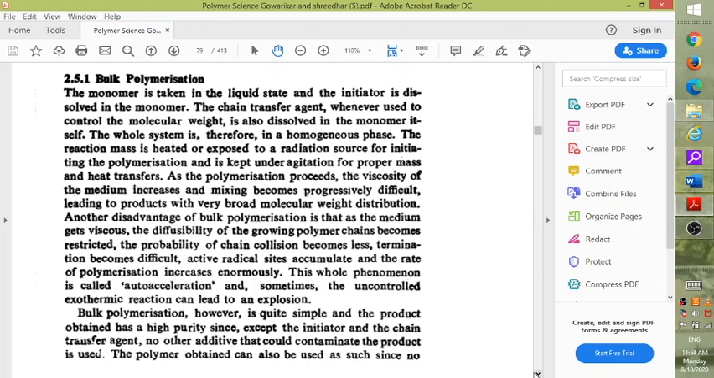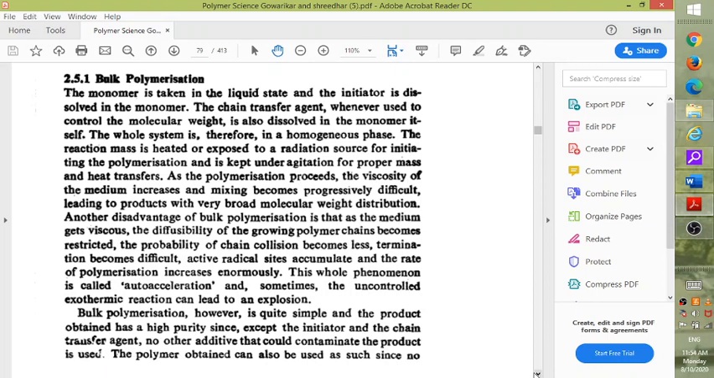Okay, the monomer is taken in the liquid state and the initiator is dissolved in the monomer. The initiator, which initiates the polymerization reaction, is dissolved in the monomer. The chain transfer agent, whenever used to control the molecular weight, is dissolved in the monomer itself. So the initiator is also dissolved, and the chain transfer agent is also. The chain transfer agent is basically to control the molecular weight. Like if you want a polymer of DP 200, then as soon as you get a DP of 200 or close to it, the chain is shifted and initiated on another polymer, so you get a 200 DP polymer. So it is dissolved in the monomer itself.